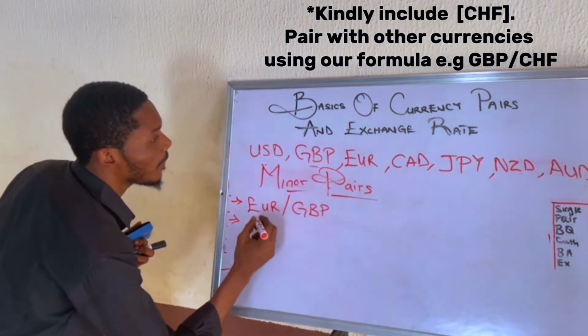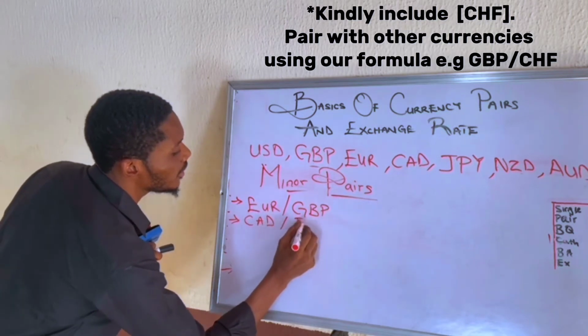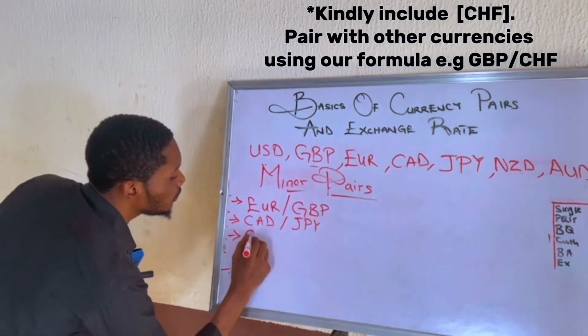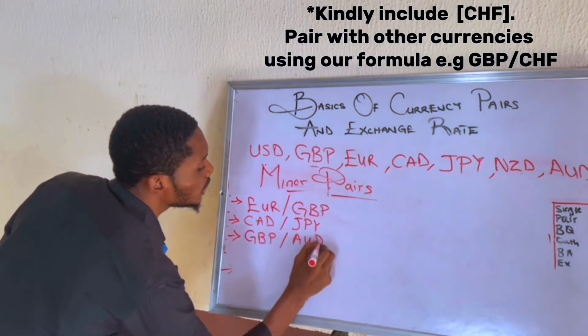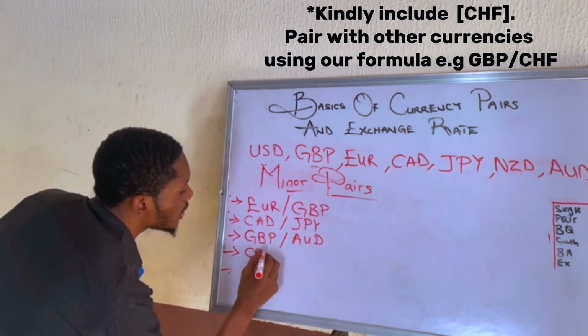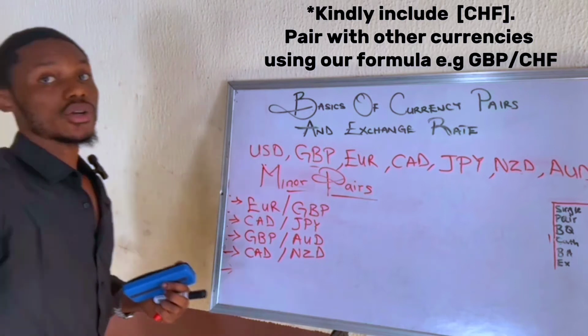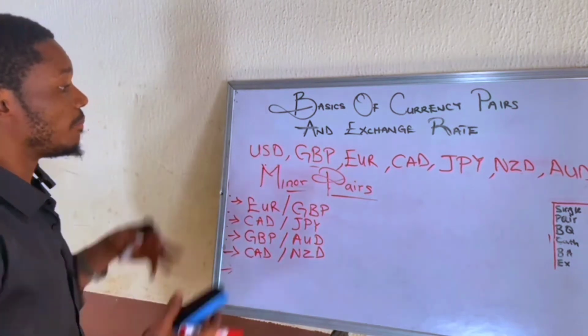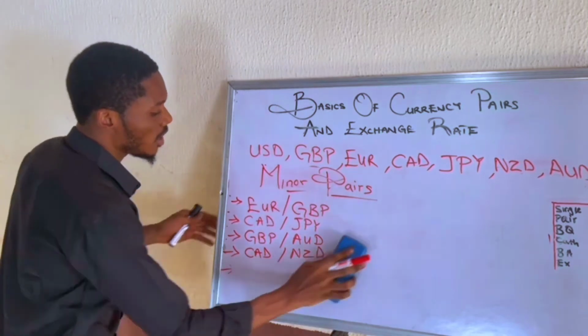We have CAD/JPY. We have GBP/AUD. We have CAD/NZD, and it goes on like that. So that's all about the minor pairs. I hope you understand that. If you have any question, leave that in the comments of the video.